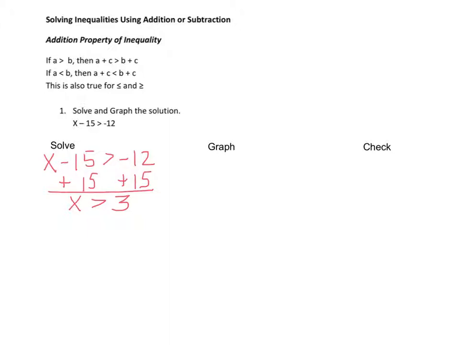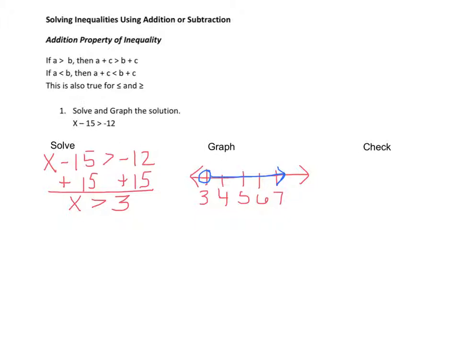Now we will graph our solution, and we'll start by drawing a number line. Since our solution said that x is greater than 3, I'm going to start my number line at 3 and then list some numbers that are greater than 3. When graphing on the number line, since it is greater than and not greater than or equal to, I'm not including the 3, so I put that open circle and I draw my line to the right and put an arrowhead because that means it goes on forever.